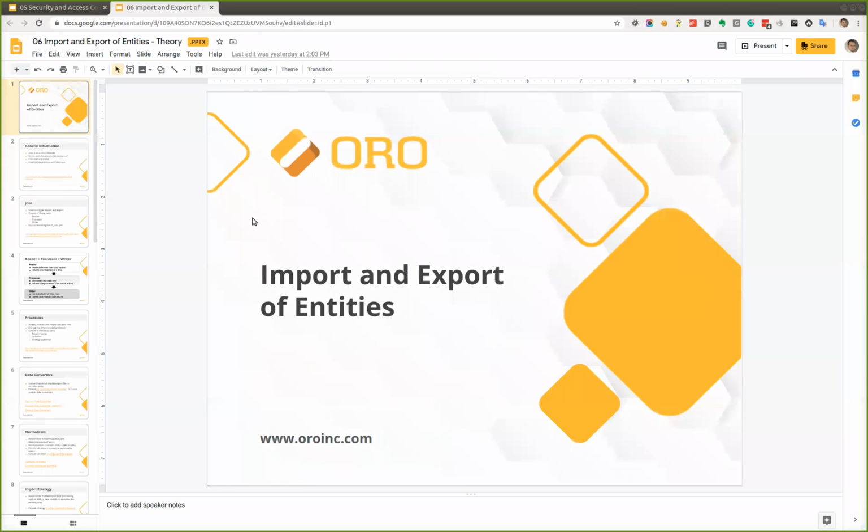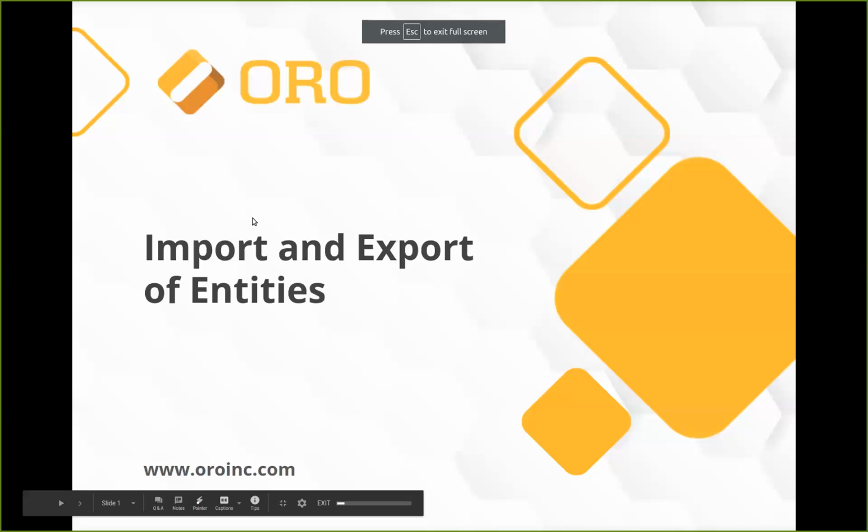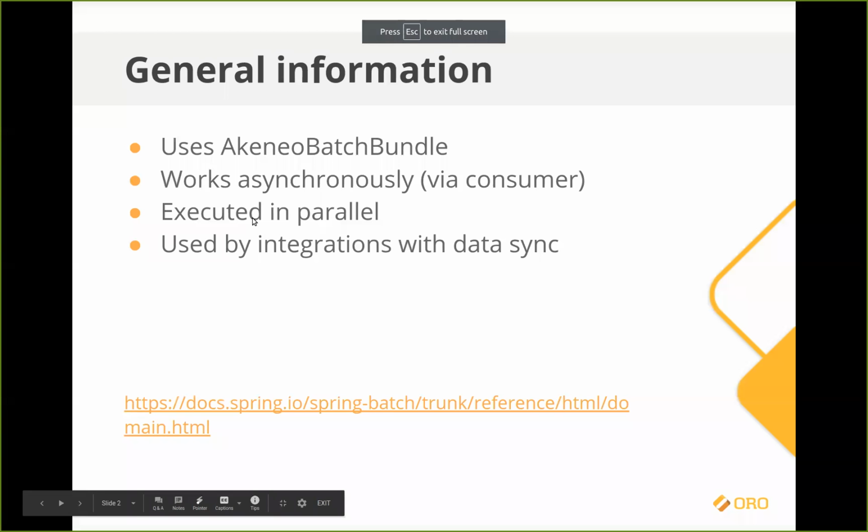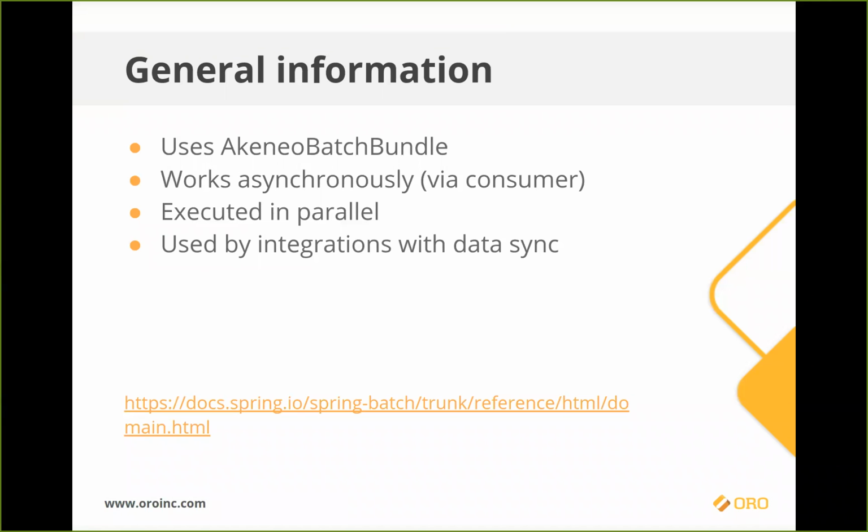So, importing and exporting of the entities. We are using the Akeneo batch bundle, and this is done asynchronously via the consumer. We have some data: if we import from CSV, then we split the file into batches, or if we export, we get the entities to export and also split them into batches. Those batches are executed in parallel, and also the integrations. We're going to talk about the integrations and the message queue tomorrow. Those are all a little bit connected, and the integrations with data sync are using the import export functionality.